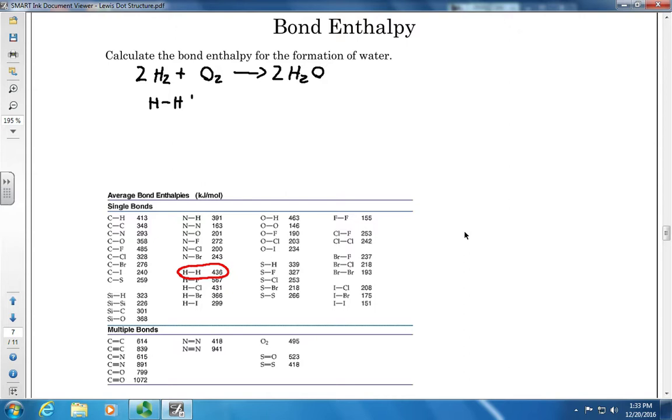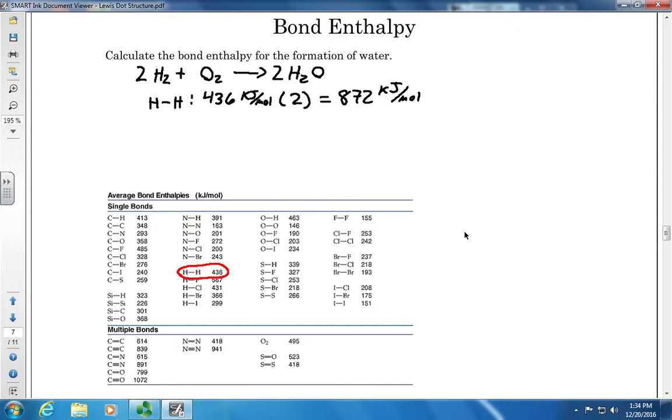We need 436 kilojoules per mole. And there are two instances of this, because each instance has to do with one diatomic hydrogen, and there are two diatomic hydrogens in this equation, which gives us a total of 872 kilojoules per mole.